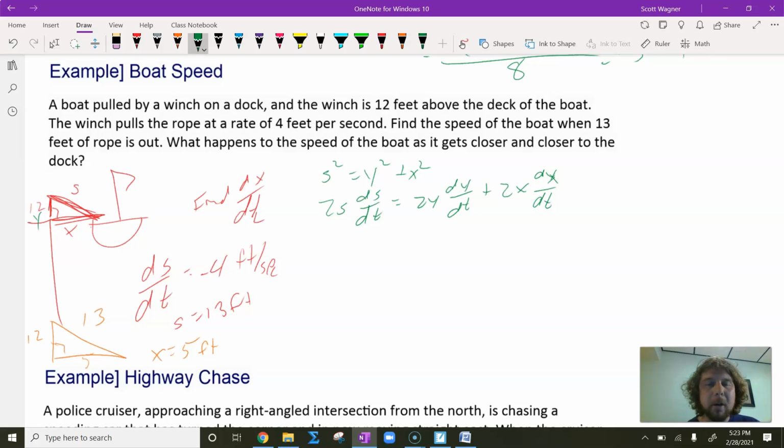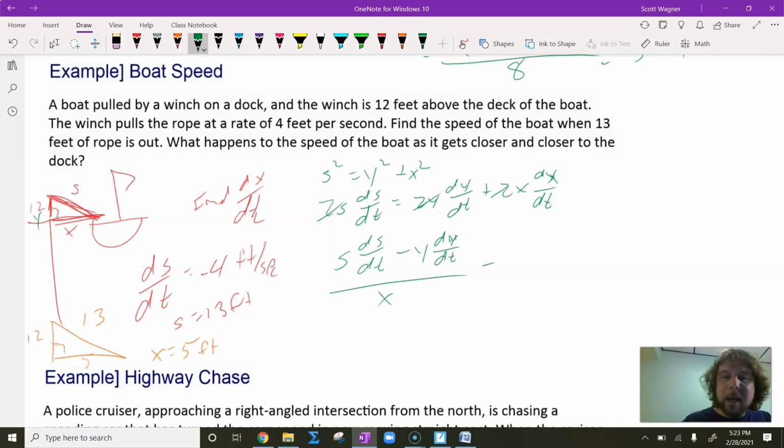Super, okay. And hey, we got all the 2's. Let's drop those 2's out. Remember, you're trying to solve for dx/dt. So we want to solve this for dx/dt. So maybe we take s ds/dt minus y dy/dt, and we want to divide it all through by x, and that'll equal dx/dt. And then we can substitute in everything that we have.